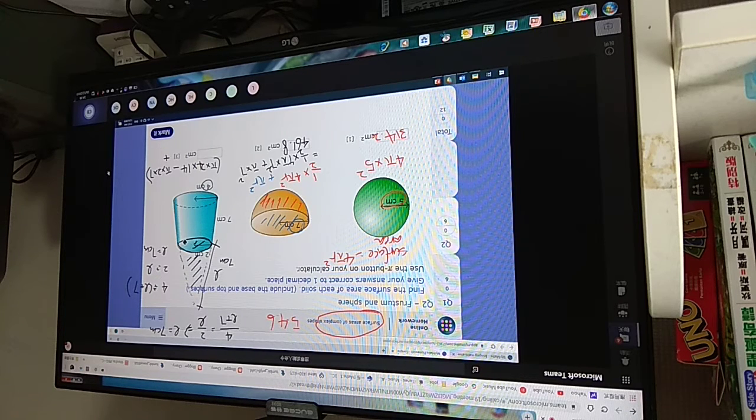And then remember we have the upper base and lower base. The upper base area will be pi times 2 square. The lower base area will be pi times 4 square. Then we will get the answer. Then the answer should be 194.8 cm square.